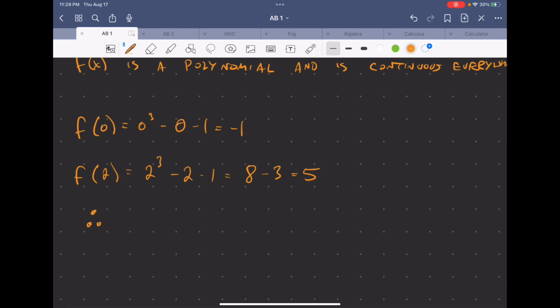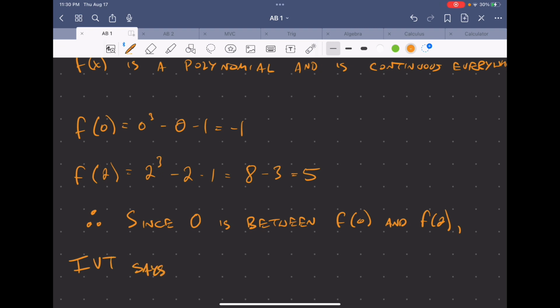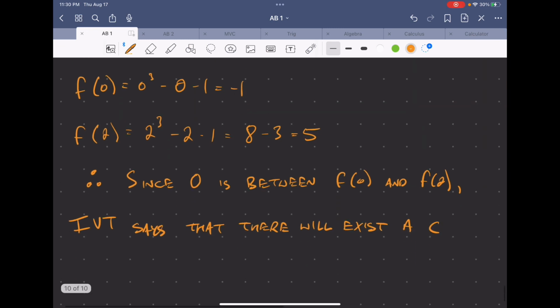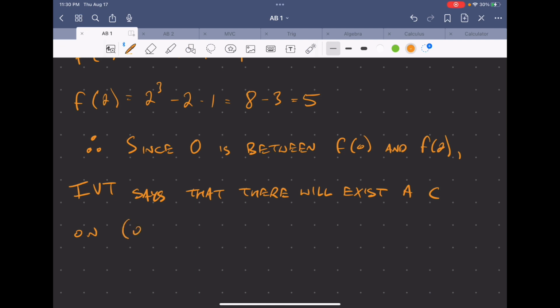So we can say, therefore, since 0 is between the two y values we just found, that would be f of 0 and f of 2, IVT says that there will exist a value of c on (0, 2) such that f of c is equal to 0.